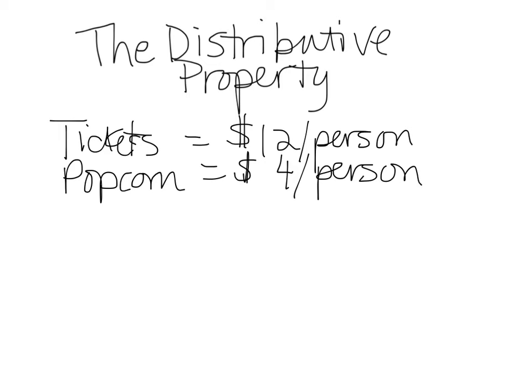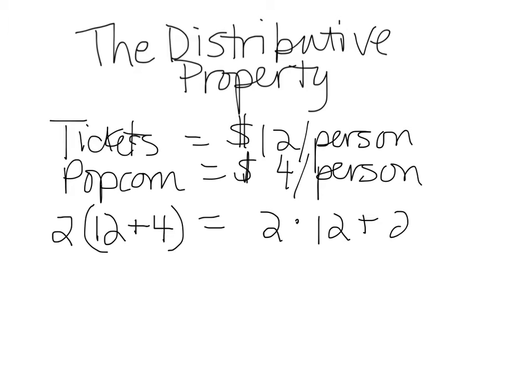Well, there are two equally valid ways of doing this. Some of you in your head might be saying, well, each person is paying $12 plus $4, and there are two of them. Or you could say it's the same as 2 tickets and 2 popcorns.